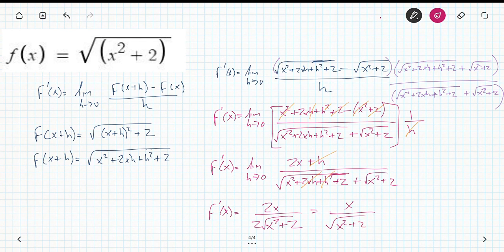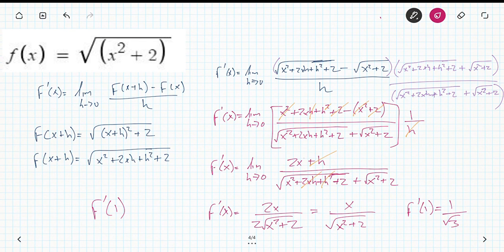Alright, and suppose you wanted to evaluate that prime at 1. So simply you're going to be left with f prime of 1 is going to be 1 over the square root of 3. Okay, you can simplify that more, but I think we're good. Alright, this is all you need for Friday's assignment.